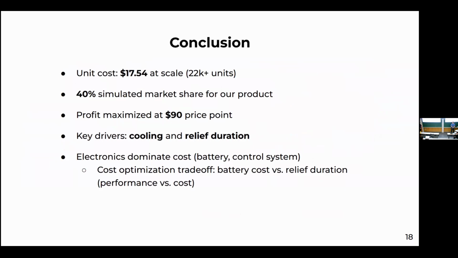Our simulated market share is around 40% at around 3 million units. And our profit is maximized at $90 per product. And this is at a slightly lower demand, as mentioned earlier. Our key drivers are found to be cooling and relief duration. Finally, electronics heavily dominated the costs.